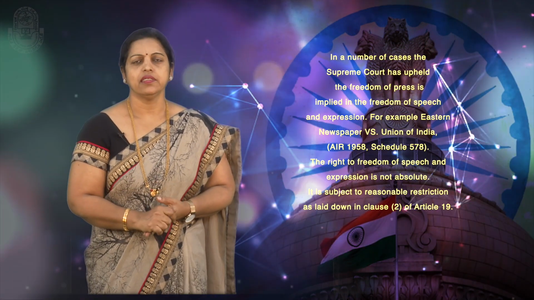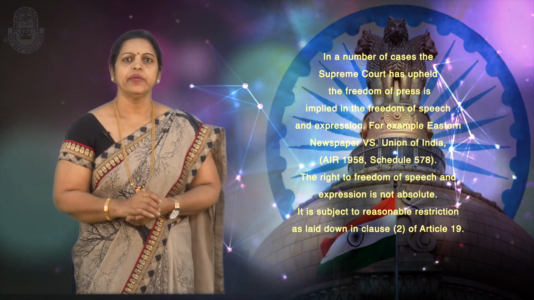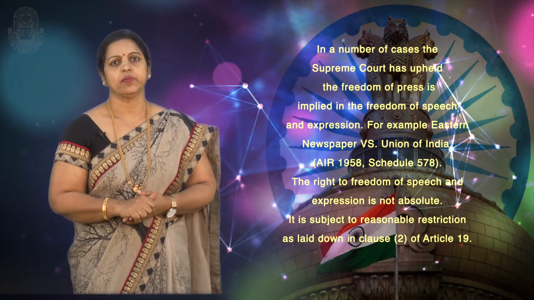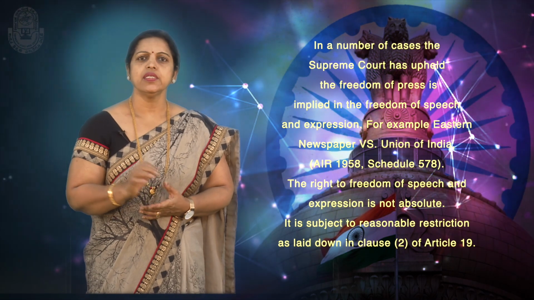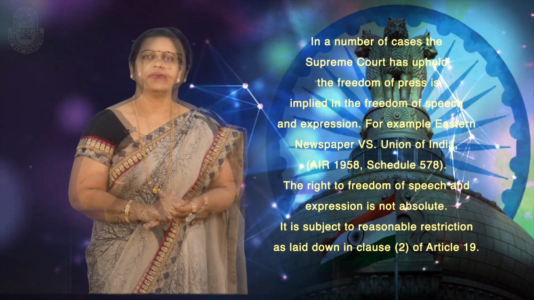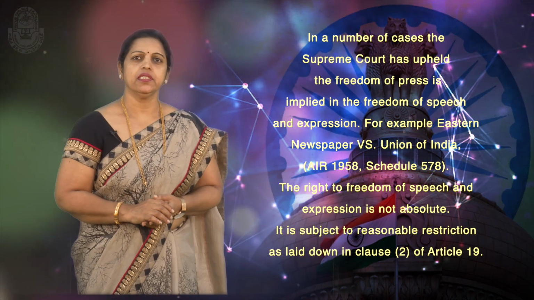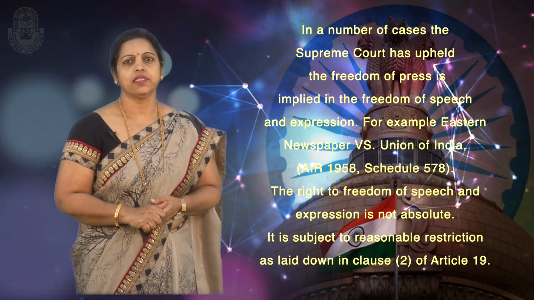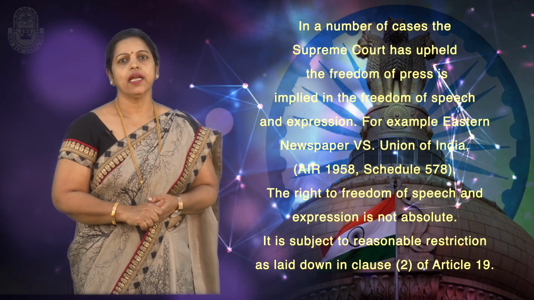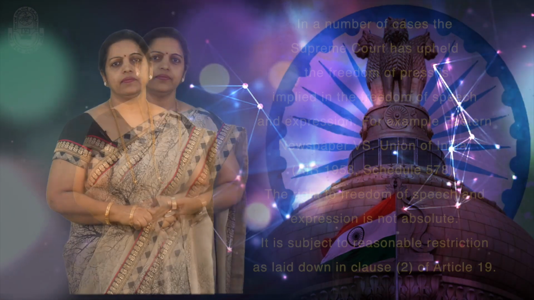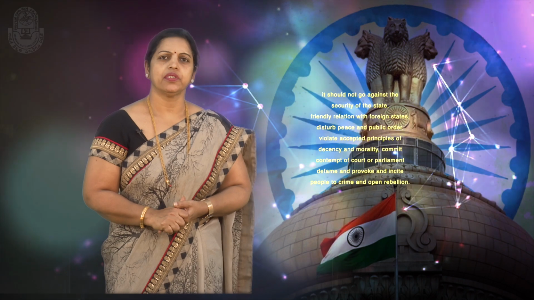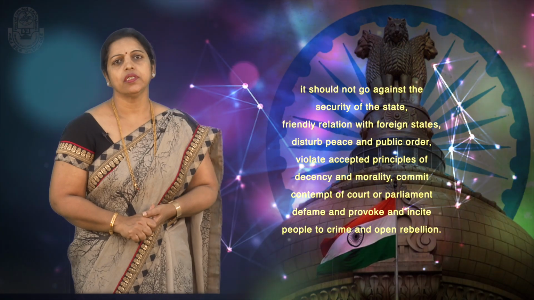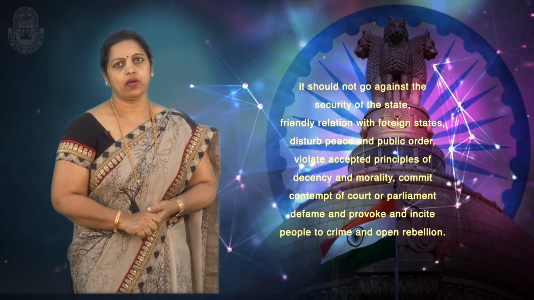In a number of cases, the Supreme Court has held that the freedom of press is implied in the freedom of speech and expression. For example, in Eastern Newspaper versus Union of India, the right to freedom of speech and expression is not absolute. That means it is subject to reasonable restrictions as laid down in Clause 2 of Article 19. It should not go against the security of the state, friendly relations with foreign states, and it should not disturb the peace and public order.